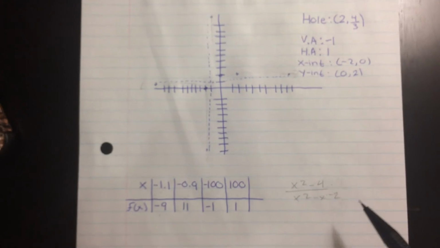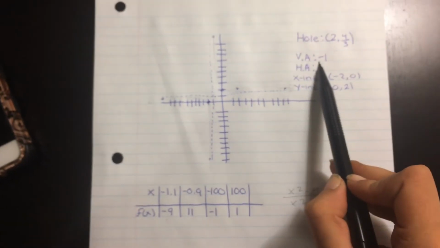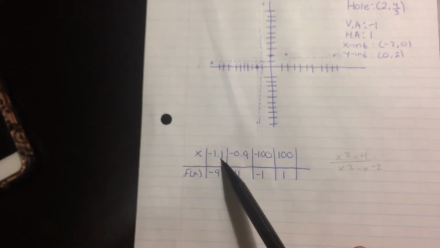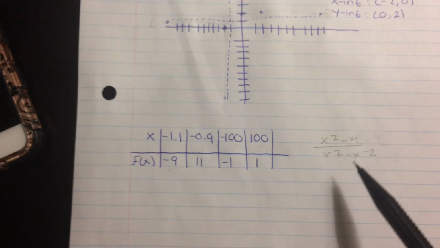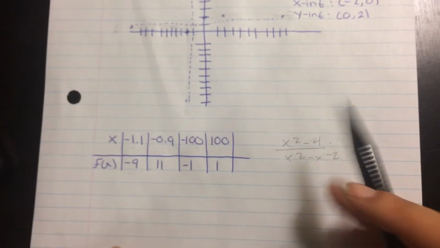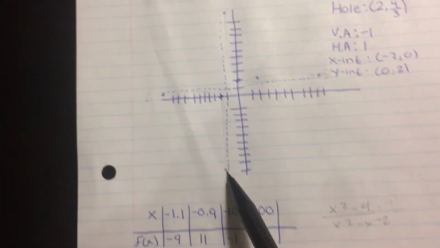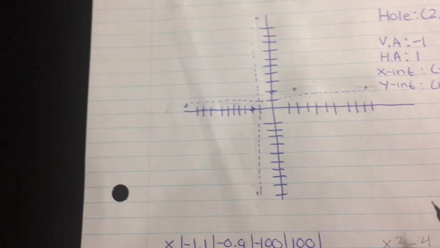Okay, now just to make my graph a bit more accurate, you want to find points that are close to your vertical asymptote. So I have negative 1.1 and negative 0.9, and you also want to find a big number that's negative and positive. Basically how I got these is I just substituted them into my original function, and all you've got to do is put them in your calculator. And I just plotted these points all throughout my graph just to get a better view of my graph basically.